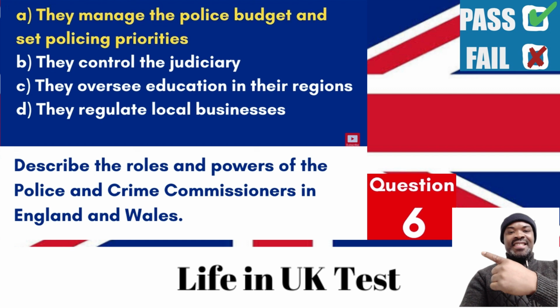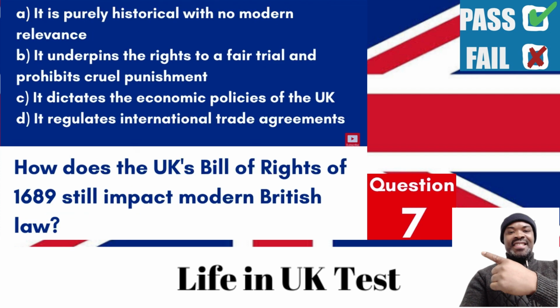Answer: A. They manage the police budget and set policing priorities. Police and crime commissioners are responsible for managing the police budget and setting priorities for policing in their regions.